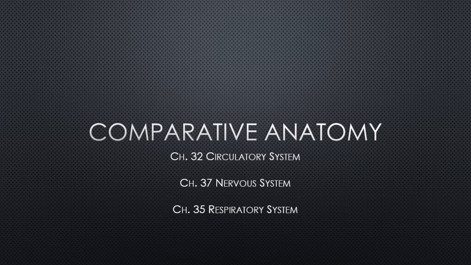Welcome back. Today we are going to talk about comparative anatomy. So we're going to be looking at the circulatory, nervous, and respiratory systems of the various animals that we've been talking about in the animal kingdom. So for this lecture, you're going to need to pull out your chart to fill out for those comparisons.